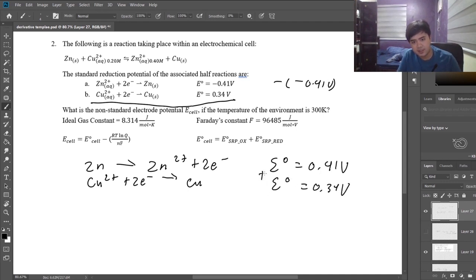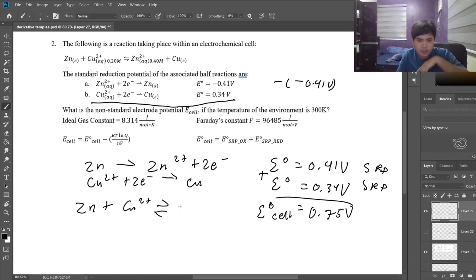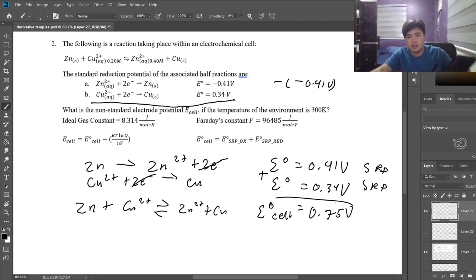Now we just have to add the SRPs. These are both SRP, so we have to add them. We get 0.41 plus 0.34, we get 0.75 volts. This is the standard electrode cell potential of the reaction of zinc plus copper, and then the electrons cancel each other out, so it's okay. So 0.75 is our E cell, so that's going to be very important.